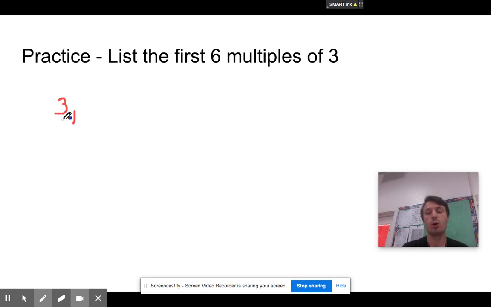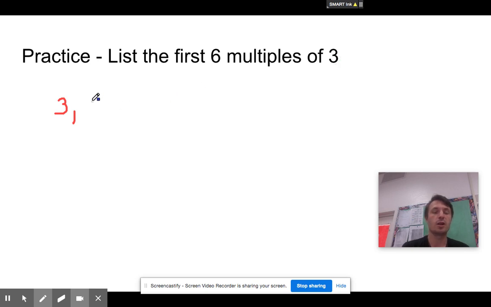3 is a multiple of 3. Notice 3 is both a multiple and a factor. The number itself is always a multiple and a factor of that number. Because 3 is a multiple of 3, since if you're counting by 3s, you start with 3. 3 is also a factor of 3 because 1 times 3 is 3.